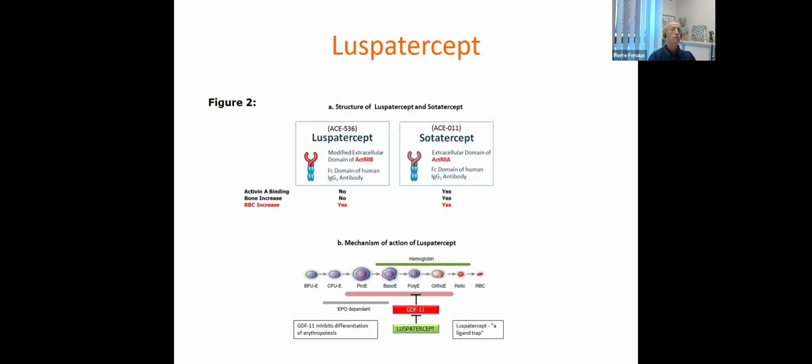capture the ligands of this domain, and an FC domain. What is interesting is that luspatercept acts late in erythropoiesis, inhibiting the TGF-beta pathway, whereas EPO, as you can see, acts earlier in erythropoiesis. And that gives already the idea that the two drugs could be combined.